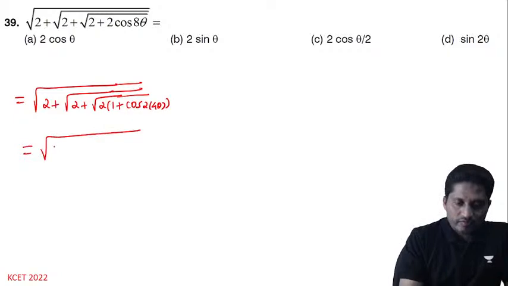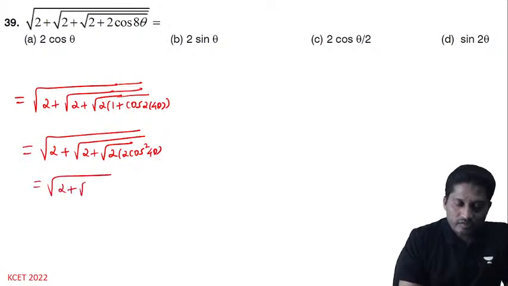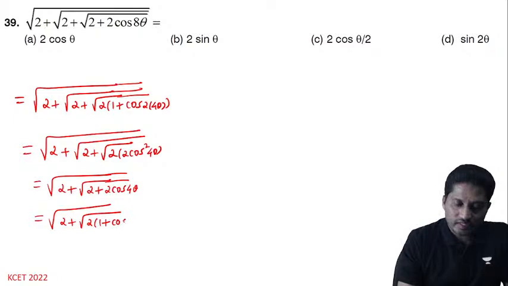So this is equal to root of 2 plus root of 2, 1 plus cos 2 theta is 2 cos square theta, right? So this is 2 cos square 4 theta. Again, this is equal to root of 2 plus root of 2 plus 2 into cos 4 theta. Okay, root of 2 plus root of 2 into 1 plus cos 2 into 4 theta can be written as 2 into 2 theta.